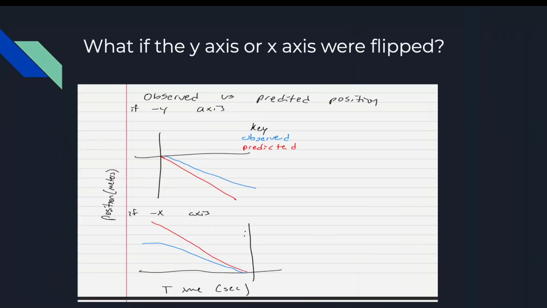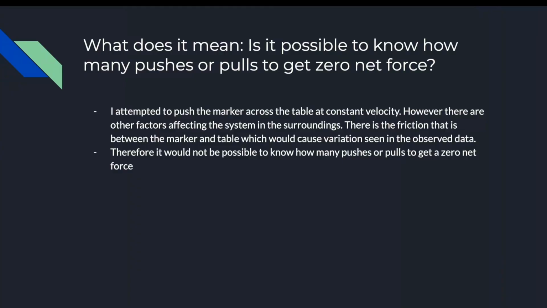To address what if the y-axis or x-axis were flipped in Tracker: if the y-axis were flipped, it would have a negative y position, so the lines would slope downwards and to the right. And then if the x-axis were flipped to be the negative x, it would be like this. It would point up and to the left, but still downward sloping. And my results will not change because we're looking at the magnitude of the position, so it would still be the same.